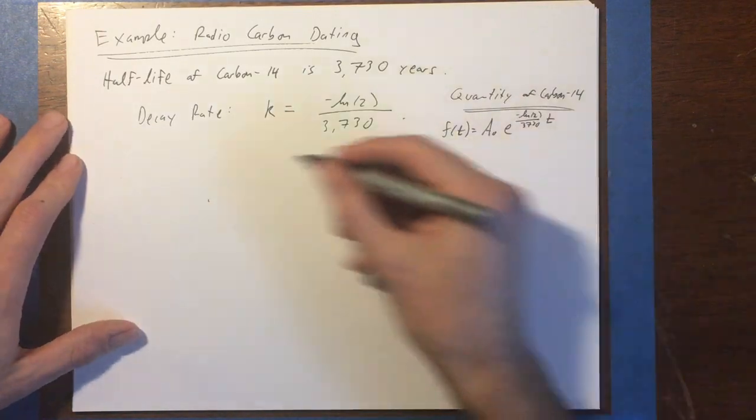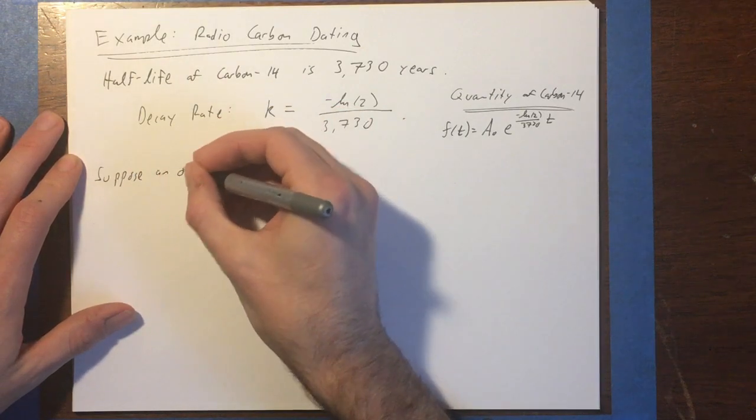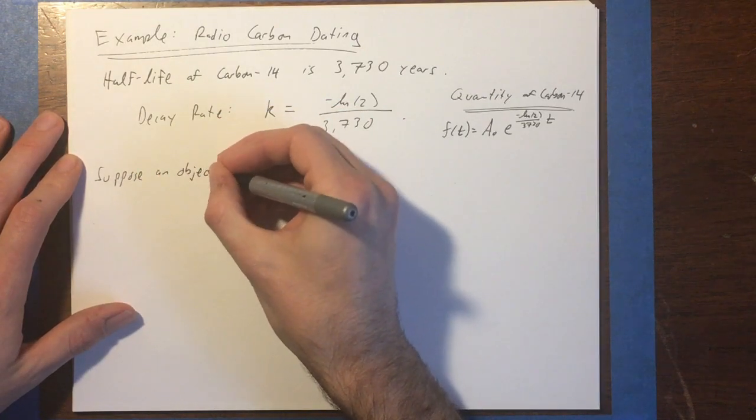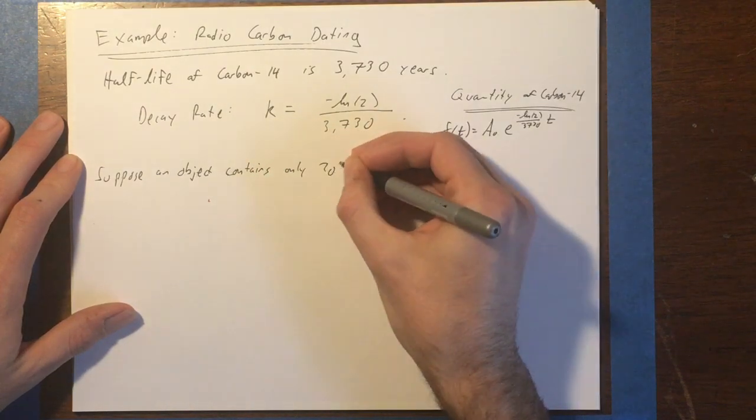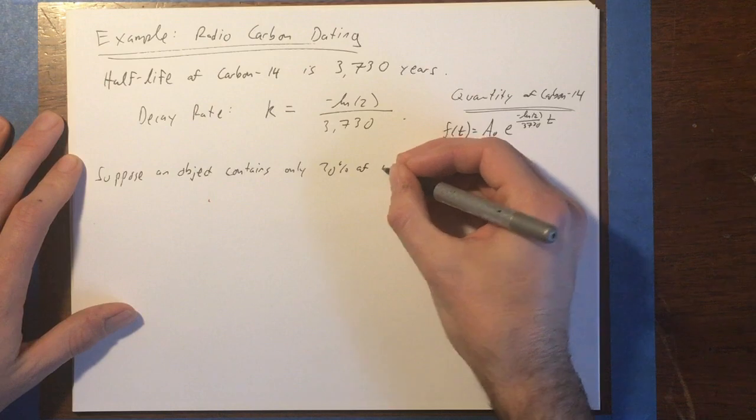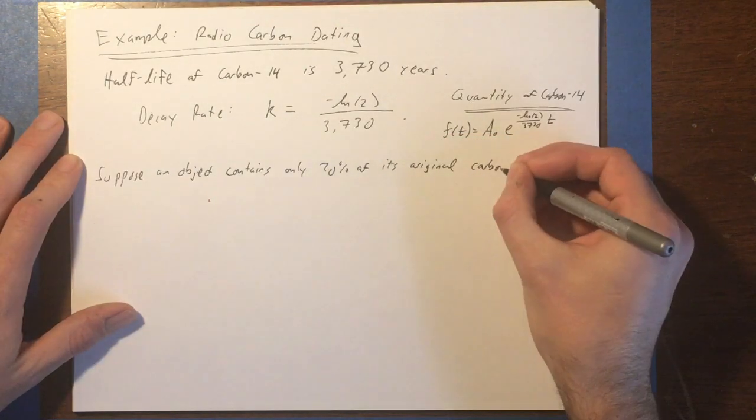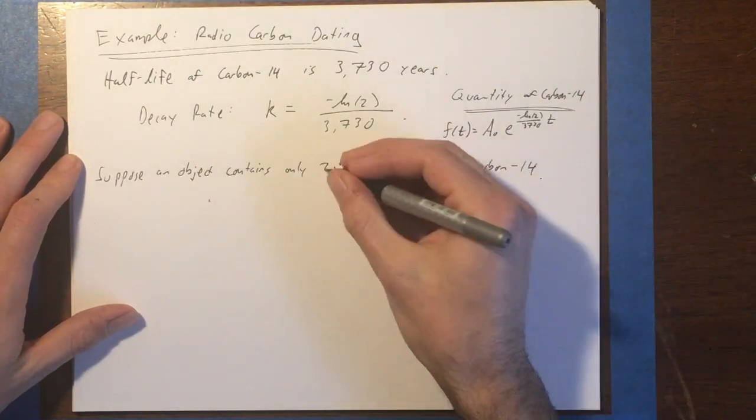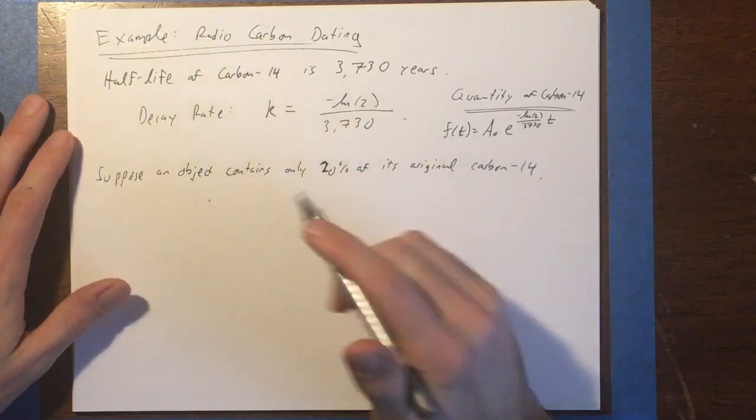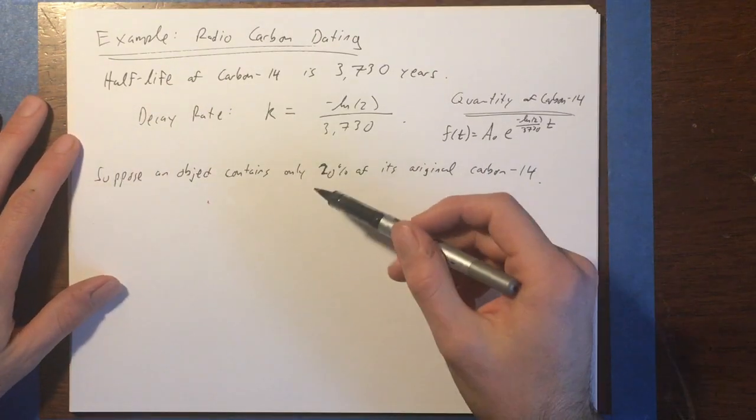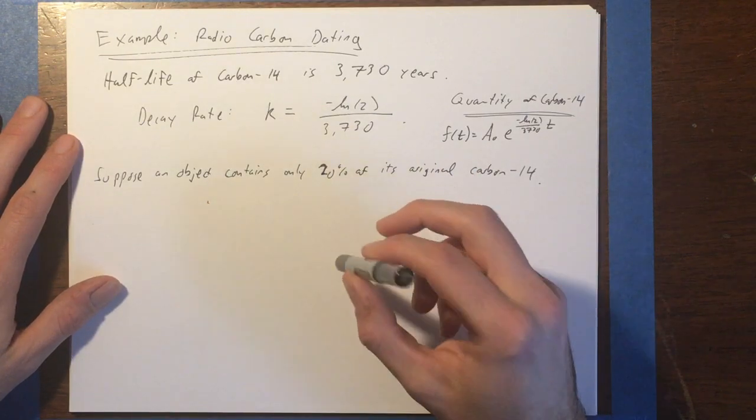So now, let's suppose that we have an object, some very old object. Let's suppose it contains only 20% of the original carbon-14 that it would have contained. How would we know that, first of all? Okay, so this is where I'm going to give a rough explanation of how scientists can figure this sort of thing out. Basically, say the object is like a piece of clay or whatever.